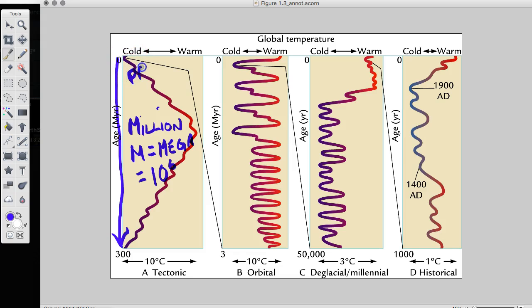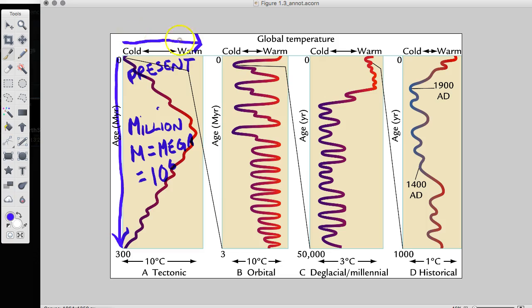All right, and so what I want you to notice here is this 0 up at the top is present day. And this scale extends to 300 million years in the past. So on the x-axis here is temperature, where as you move to the right, you get warmer temperatures, and as you move to the left, you get colder temperatures.